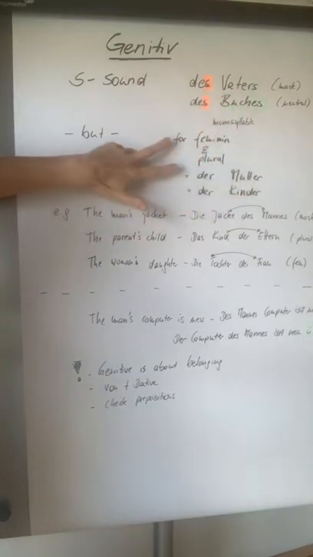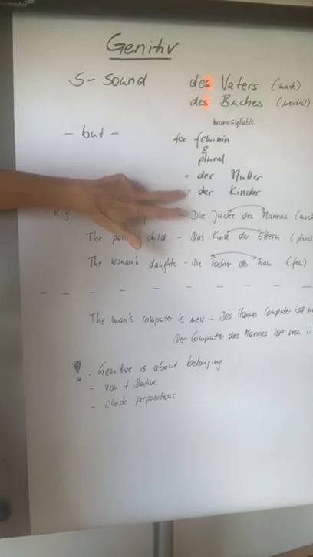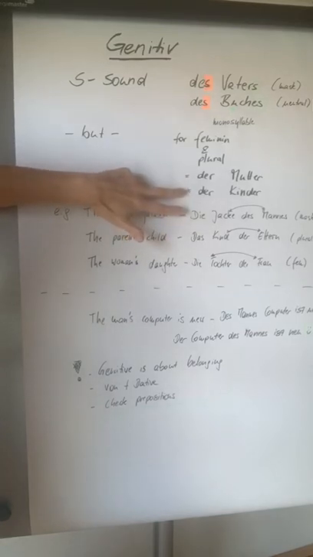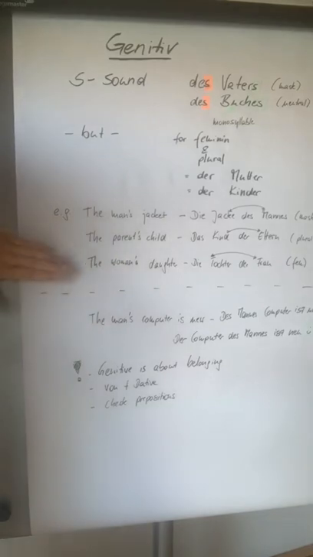For the feminine, it's different. We have der. And for the plural, it's also different. But for the dative, it was the same, remember? So we had der Mutter for the feminine, but for the plural, it's different. It's der Kinder. So here is a sentence with the apostrophe.